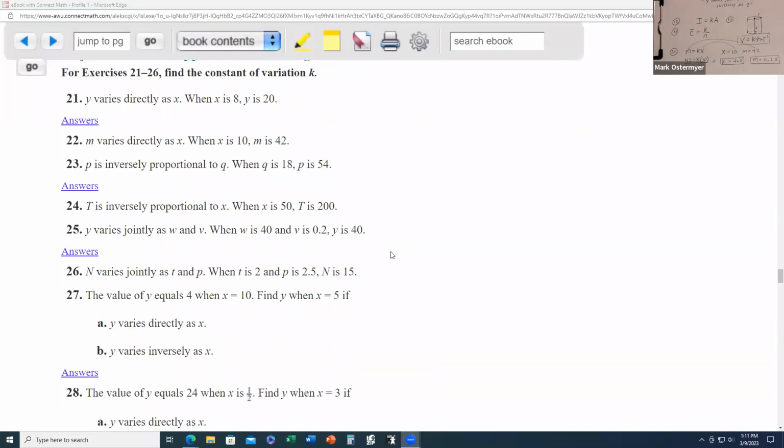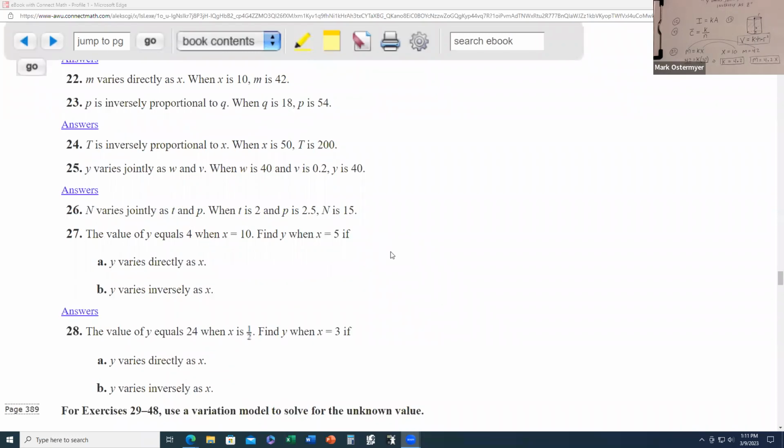All right, maybe we could try another one here. Number 24: T is inversely proportional to X. When X is 50, T must be 200. Find K. First, we have to write this as a variation, and this is an inverse variation between T and X. So to write T is inversely proportional to X, we would say T is equal to K over X. There you go. There's your inverse variation between T and X. That's what that's saying.